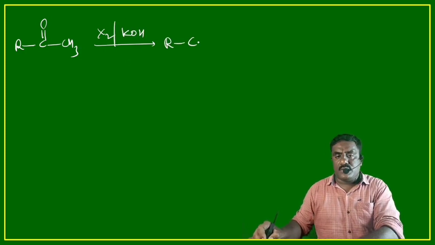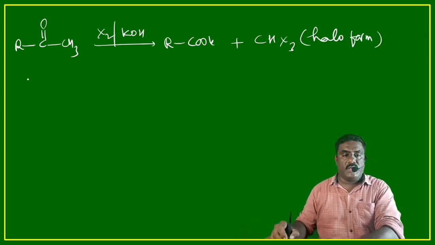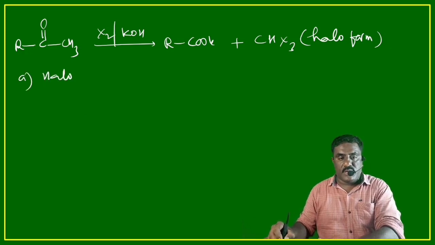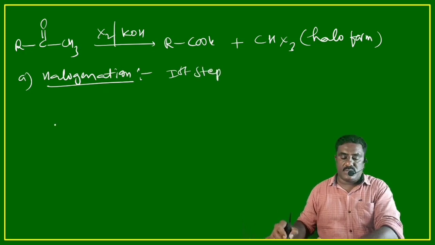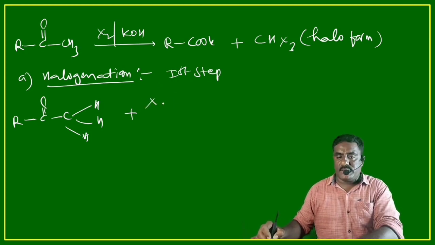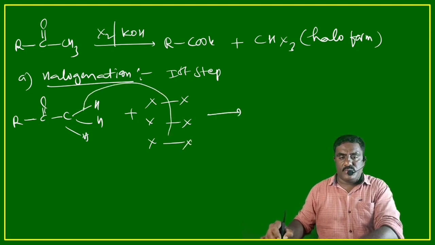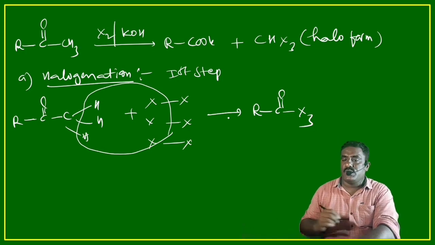It forms RCOOK plus CHX3, a haloform. See, first what happens is halogenation. The first step is halogenation. Let's say I am taking RCOCH3 with X2, halogen means X. It forms RCOCX3.